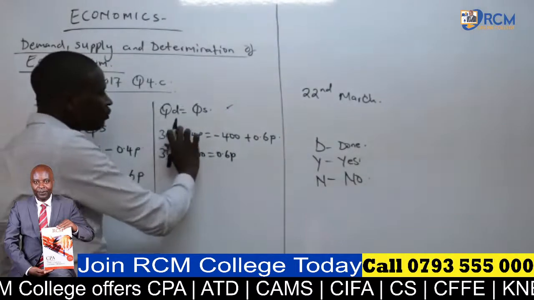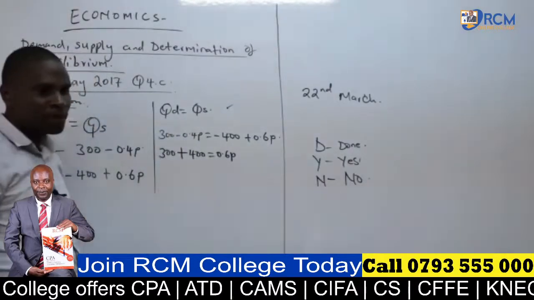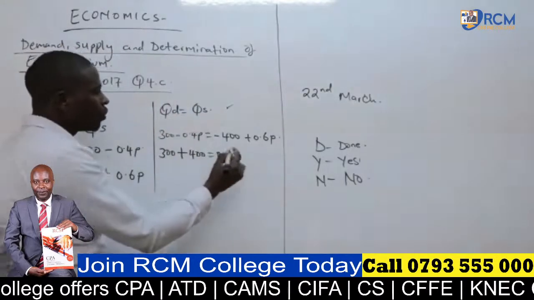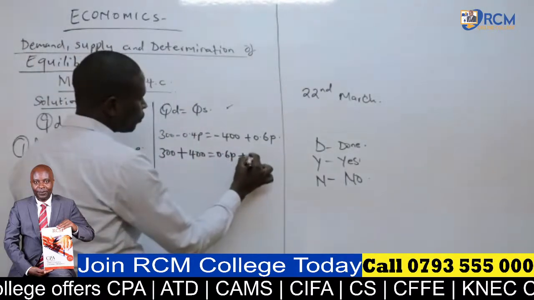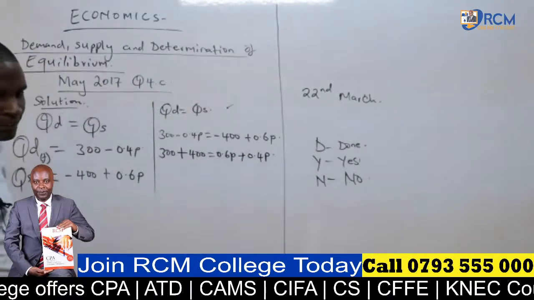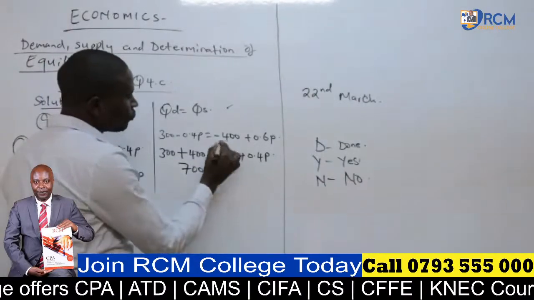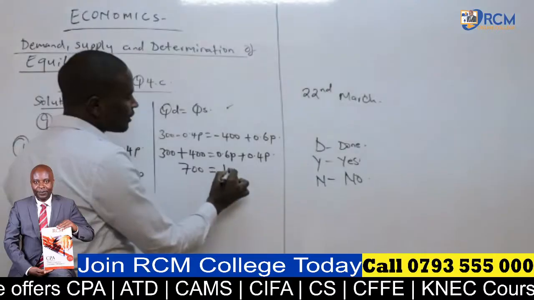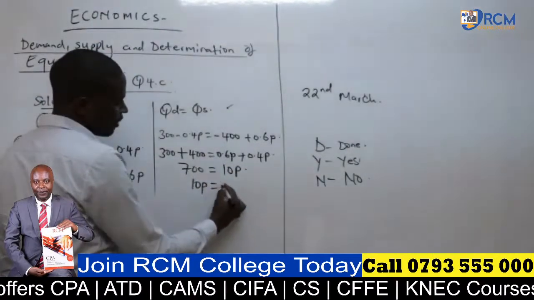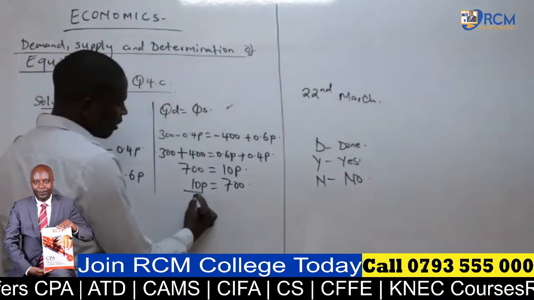What happened to that sign? The sign changes to addition. So I'll be having 0.4p. Asante. So I'm having 700 is equal to 0.6 plus 0.4, that is 1.0p. I can just put my p this side and then it is equal to 700. So what is the value of p?